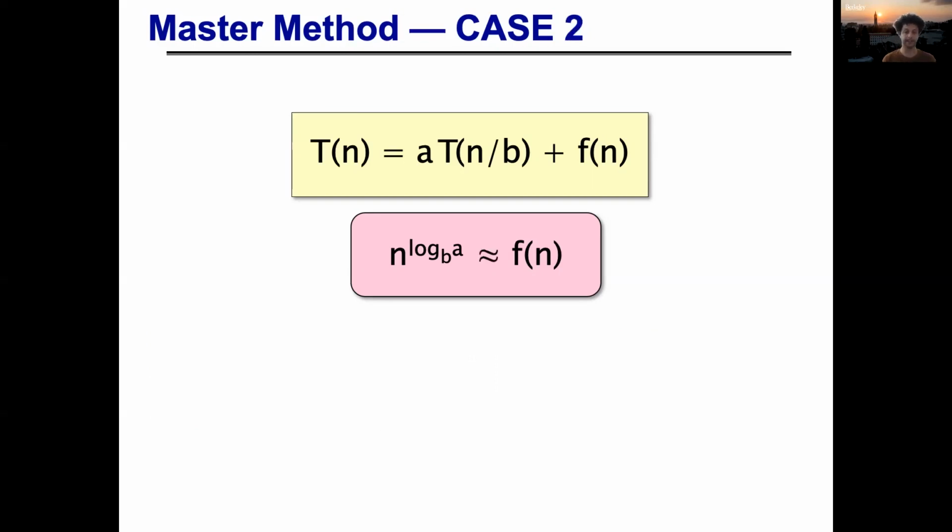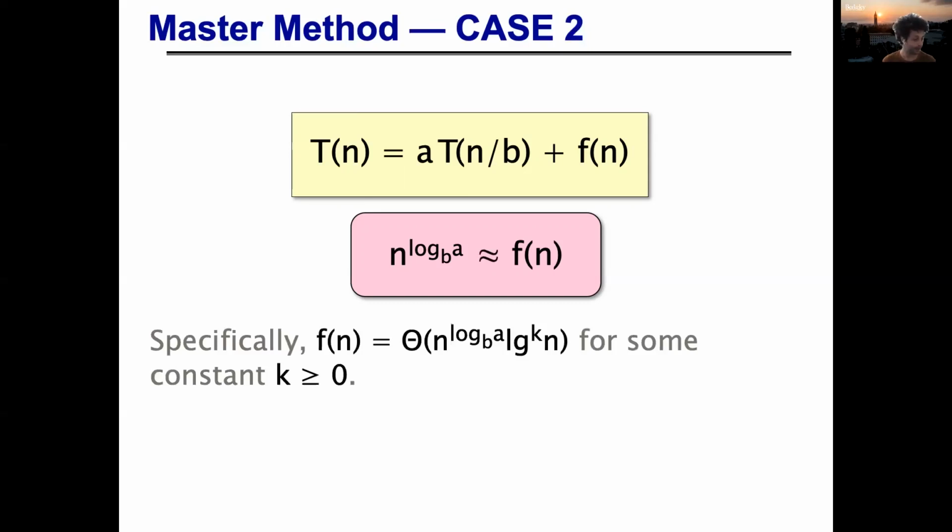The second case is when they're more or less equal, or more specifically, that the cost of combining is n to the log base b of a times some polylogarithm, which means log n to the power of some k. And this k can be 0, meaning that log n term doesn't exist, but it accepts a bunch of logarithmic terms, which is okay.